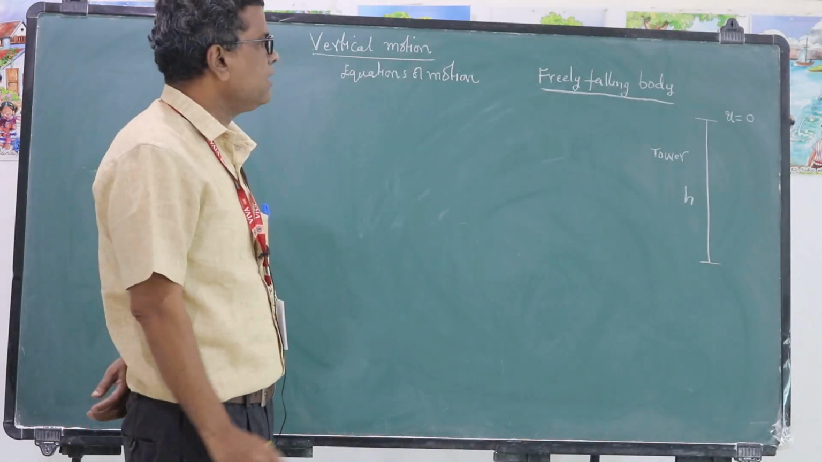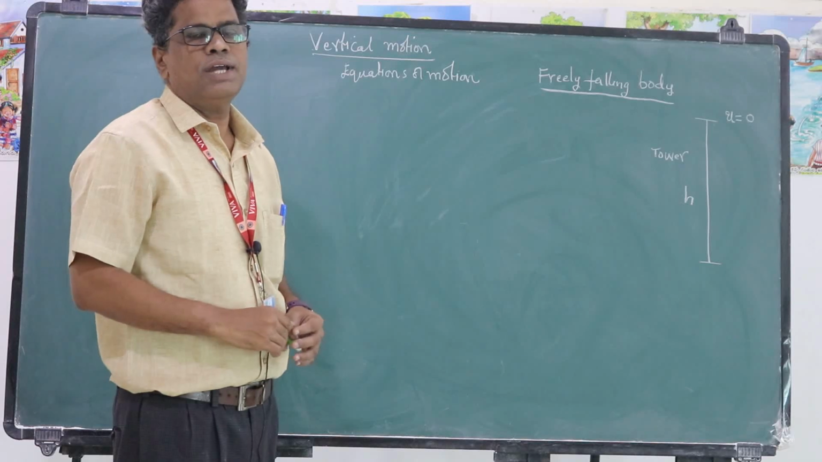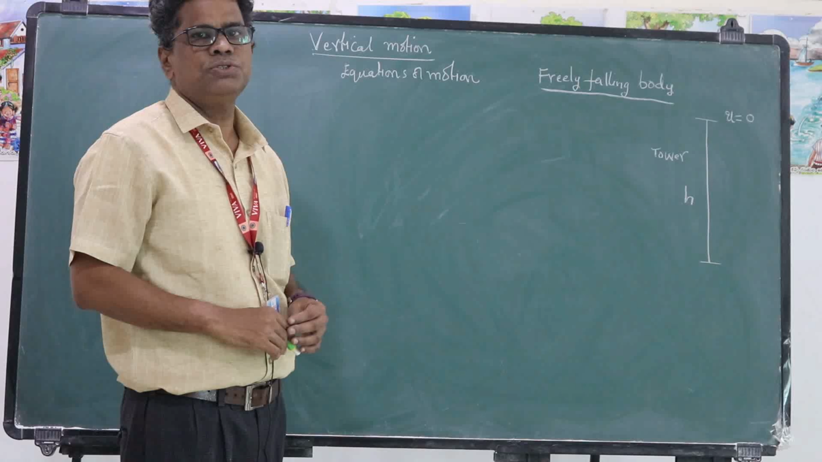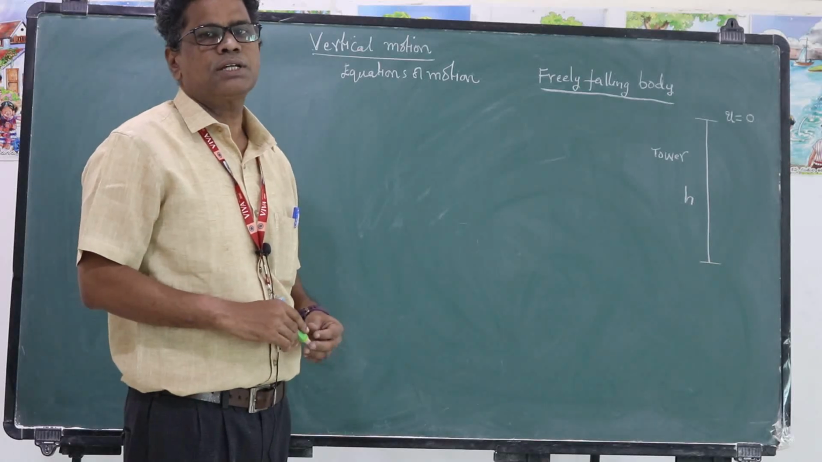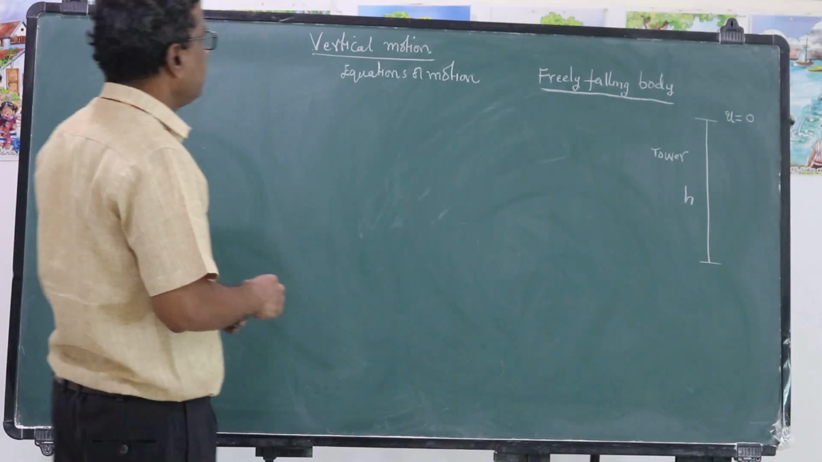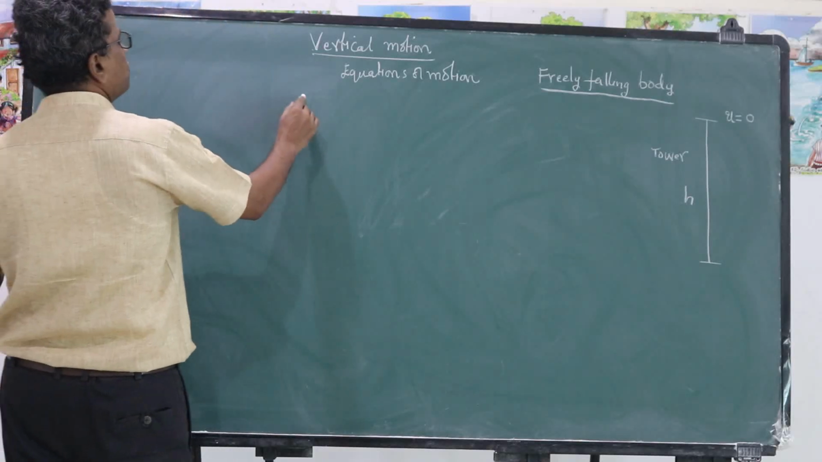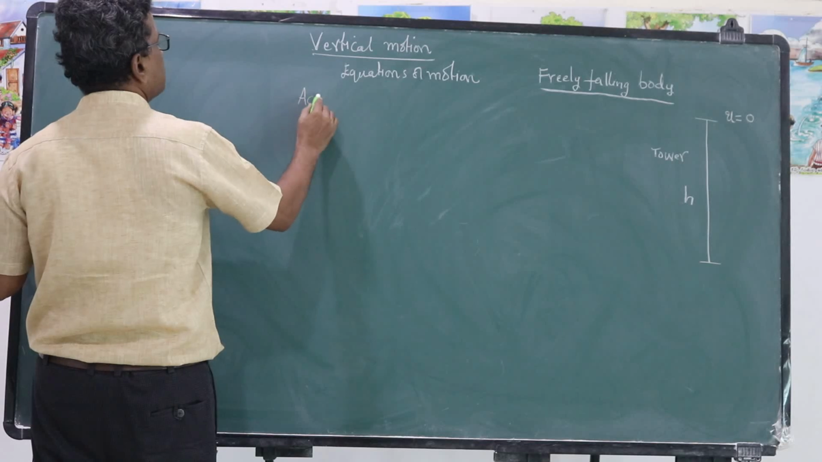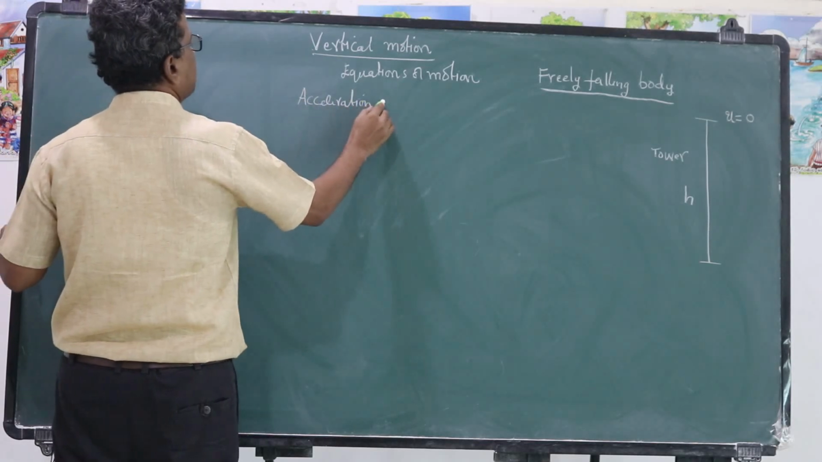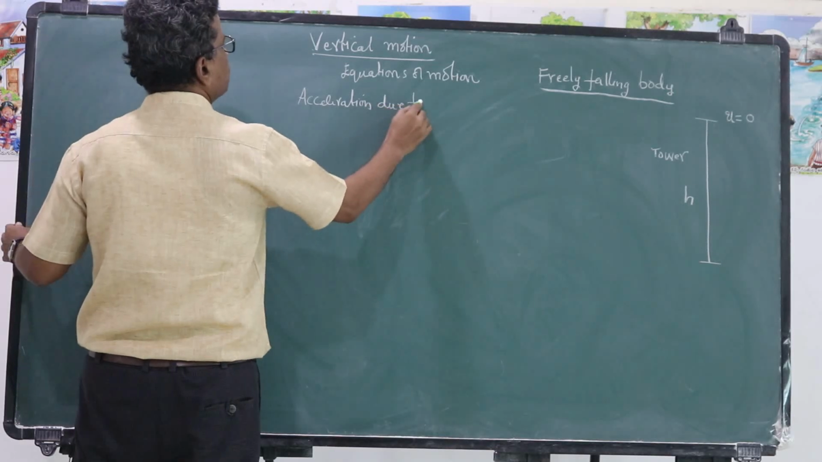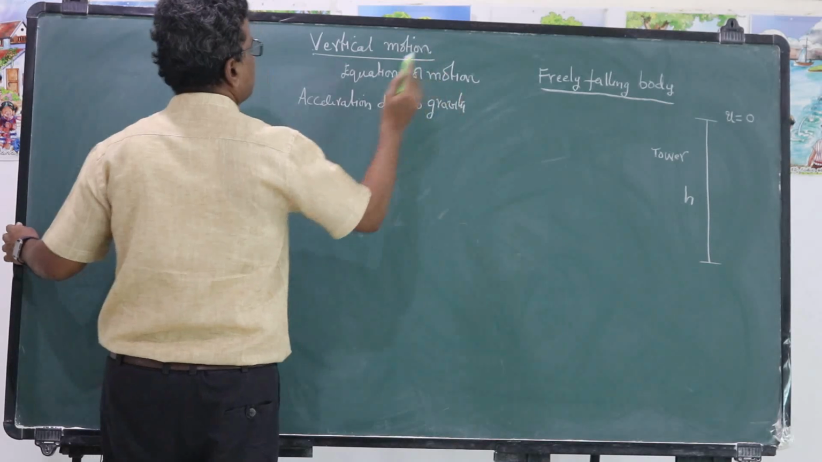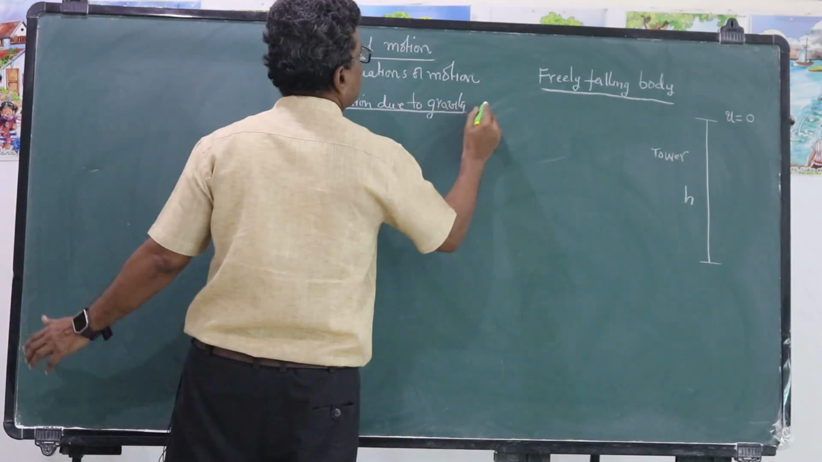So, acceleration due to gravity. The acceleration acquired by a body due to Earth's pull is called acceleration due to gravity. Here we are defining acceleration due to gravity. How can we define this? It is represented with the small letter g.